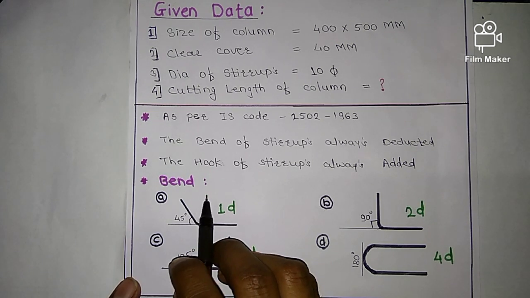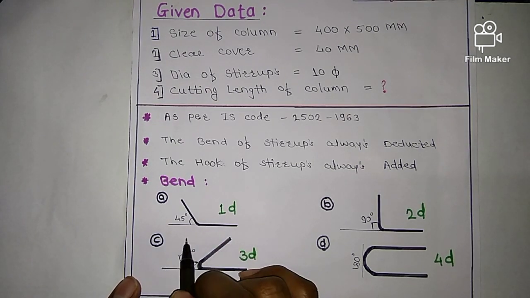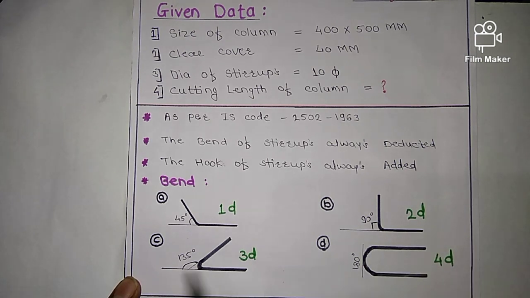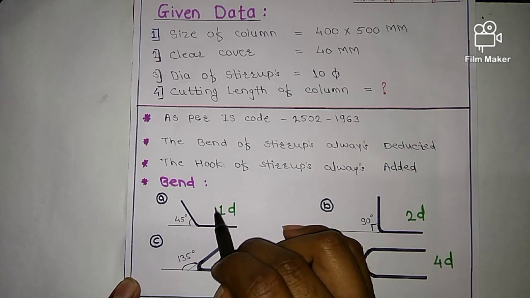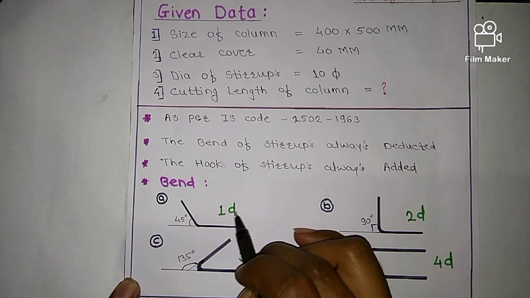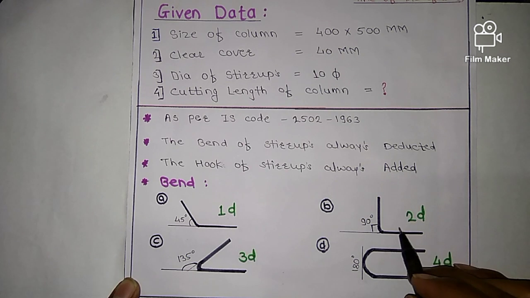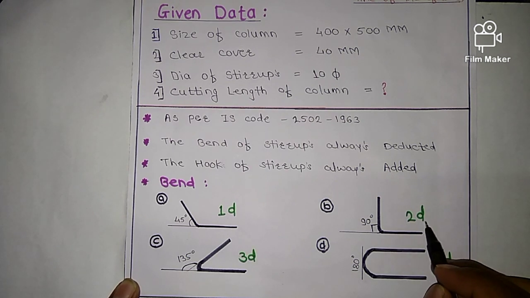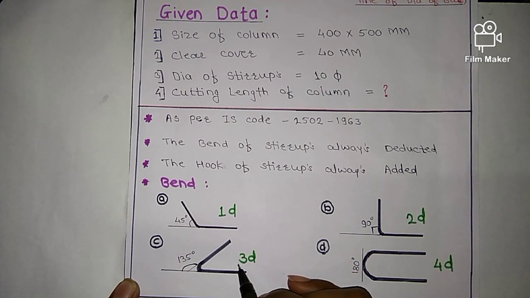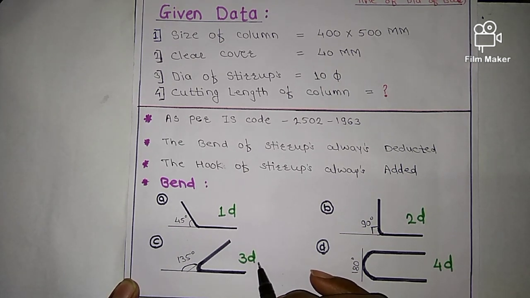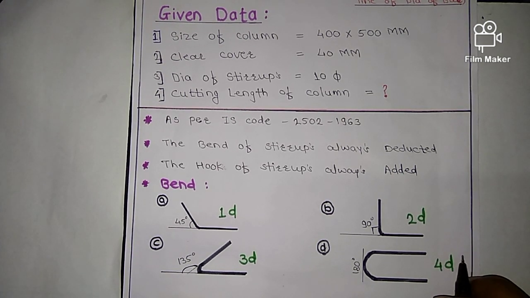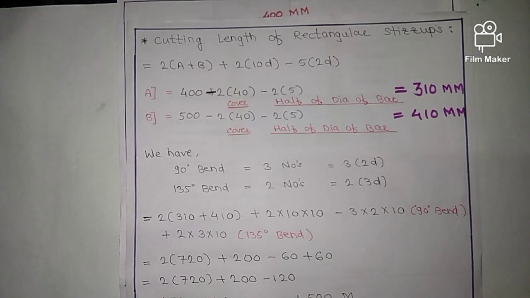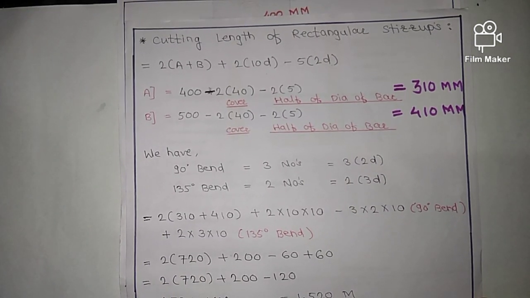So the bends are mostly of four types, that is 45-degree bend, 90-degree bend, 135-degree bend and 180-degree bend. In 45-degree bend we use 1D, that is 1 time of diameter. In 90-degree we use 2 times of diameter. In 135-degree bend we use 3 times of the diameter for calculating the stirrup, and in 180-degree we use 4 times of the diameter for calculating the stirrup.